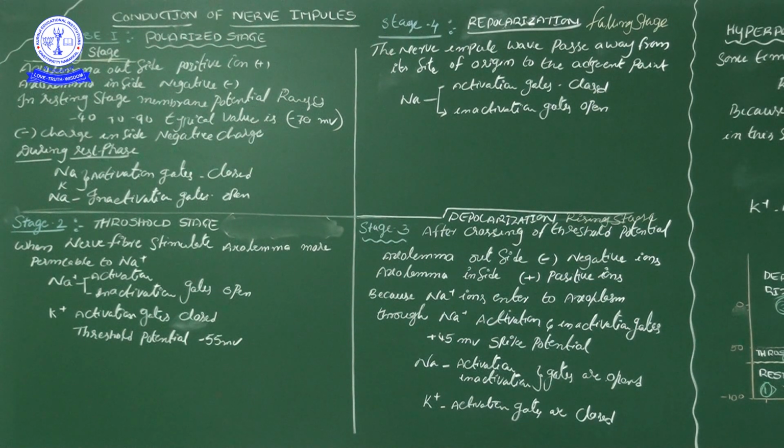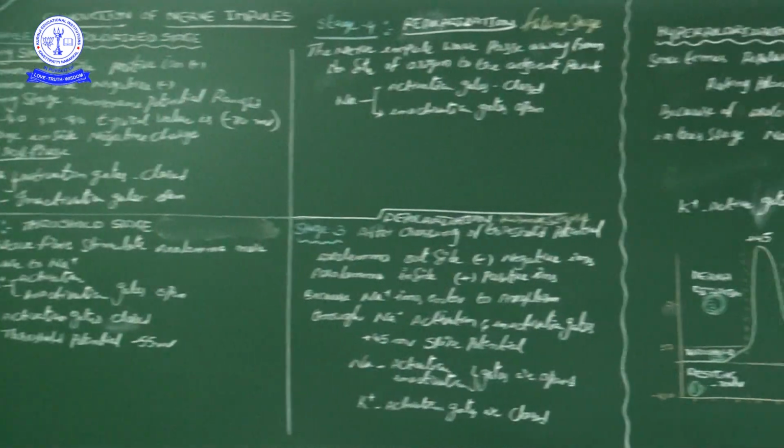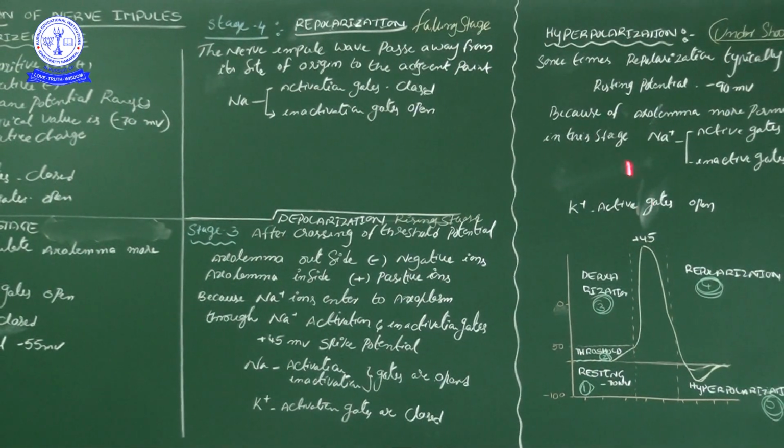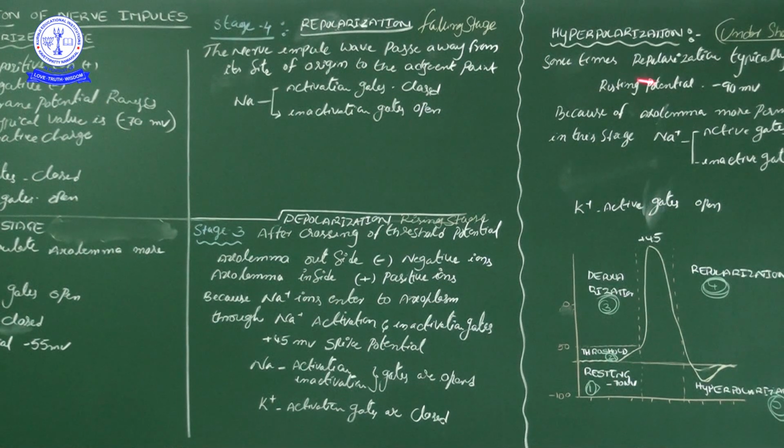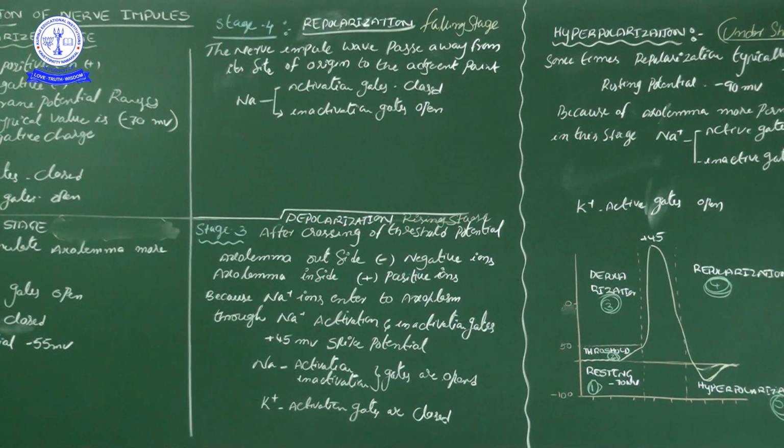First step, polarized state, and then second step, threshold stage. Third step, depolarization stage. Fourth step, repolarization stage. Then fifth step, here in the second column, hyperpolarization stage. Why do these different stages happen in the nerve impulse conduction time?